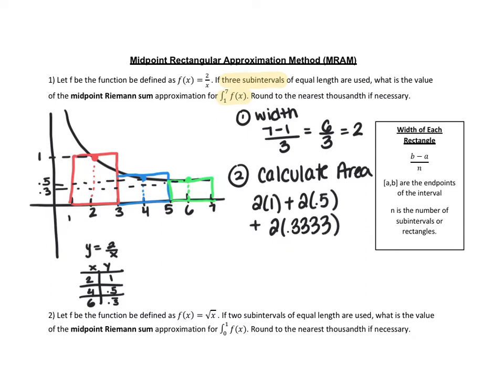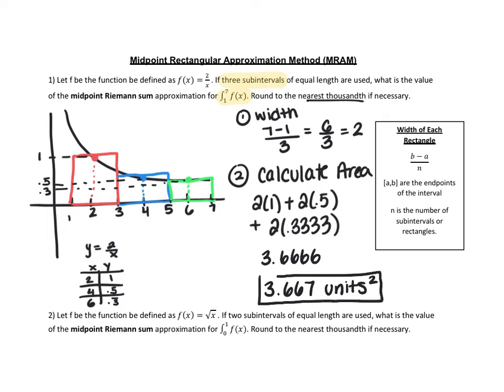So go ahead, pause the video, type that into your calculator, and get me the estimated area. And then hit resume when you're ready. Okay, so you should be getting 3.6666. Now, if we want to round to the nearest thousandth, that's 3 decimal places, so 3.667 units squared.